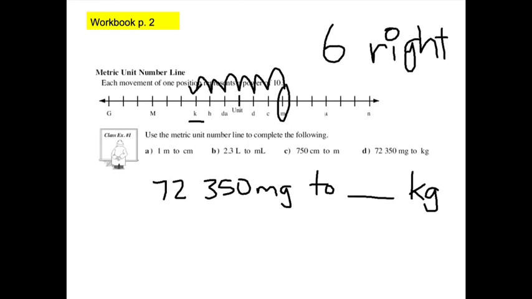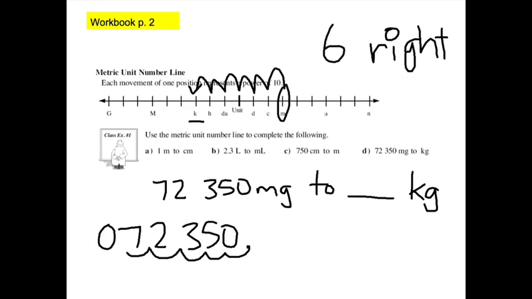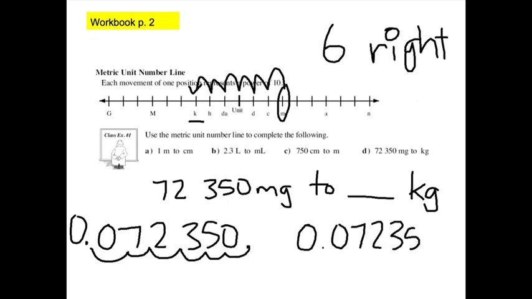So 72,350 milligrams, let's write that out. You got 72,350. Your decimal place is right there. We're going to move it 1, 2, 3, 4, 5. Looks like we need to throw in another 0 in order to make this work. 6. So 72,350 milligrams is equal to 0.07235 kilograms. Pretty small stuff.